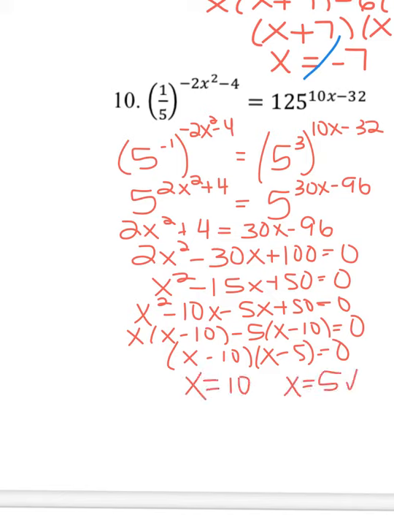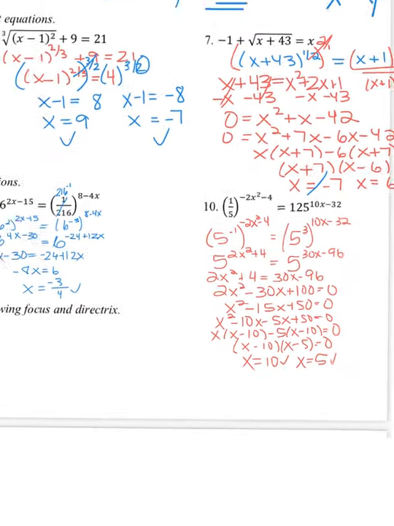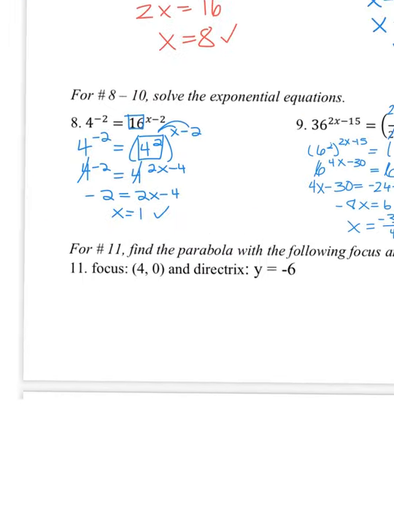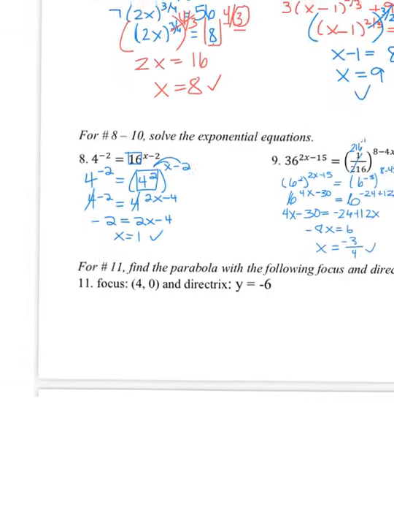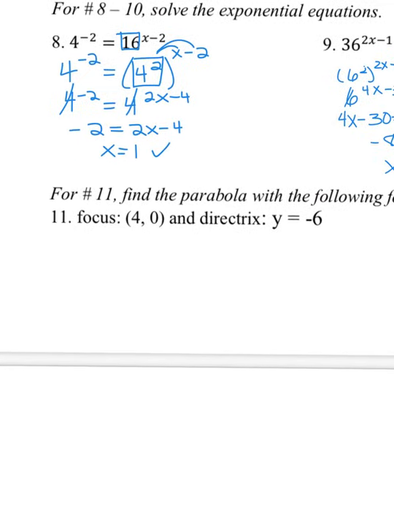You can check x equals 5 and it works. X equals 10, the number is too big, so it tells you that there's an overflow error, but it also works. Okay, and then the last one, not the last one, number 11 is the parabola. So the focus is 4, 0. 1, 2, 3, 4 is right here. And the directrix is y equals negative 6, is right here.